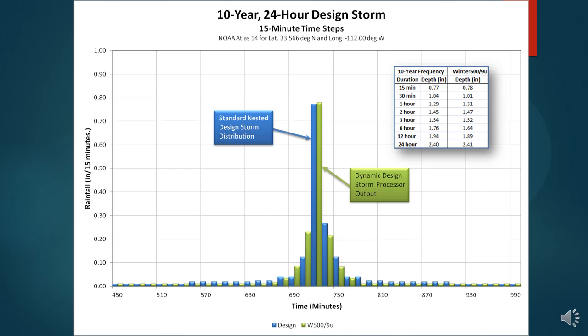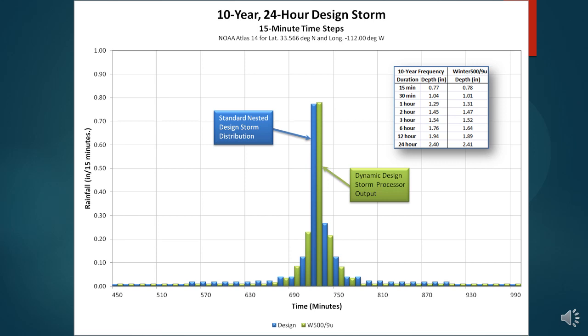It actually did a pretty good job, but it was a little taller and skinnier than the design storm was. So we changed the speed a little bit. We changed the orientation of the storm cell as it moved across the watershed. It got a little bit better. And what we're seeing here is actually the result of simply the third attempt of tweaking the parameters slightly. And we virtually identically reproduced the design storm.